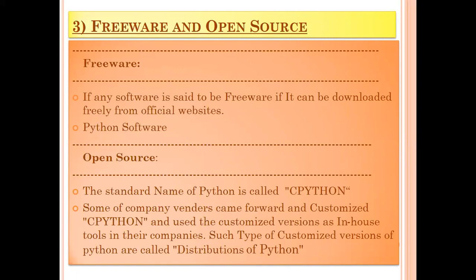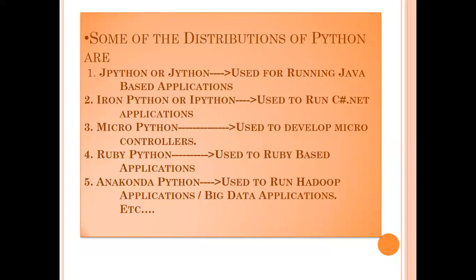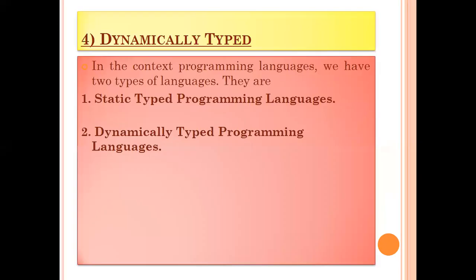Some companies and vendors came forward and customized it according to their tools. Such customized versions are called distributions of Python. Some of the distributions I've already mentioned: for running Java-based applications, we name it JPython. For C#.NET applications, they use IronPython. Others are IPython, MicroPython, RubyPython, and Anaconda Python.